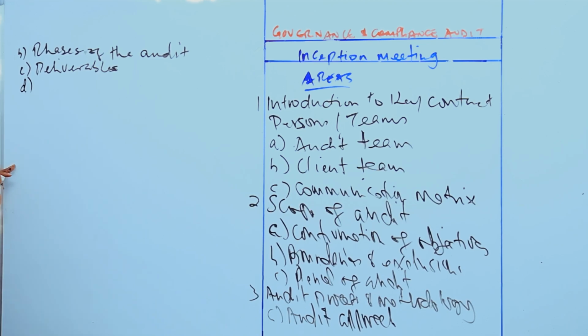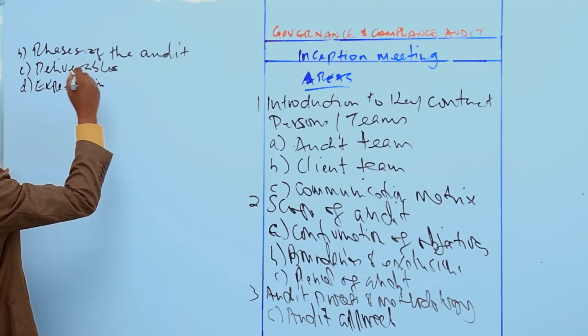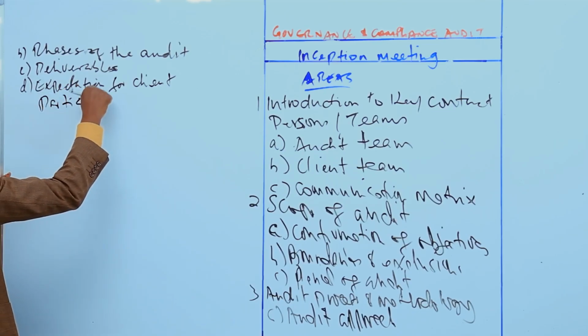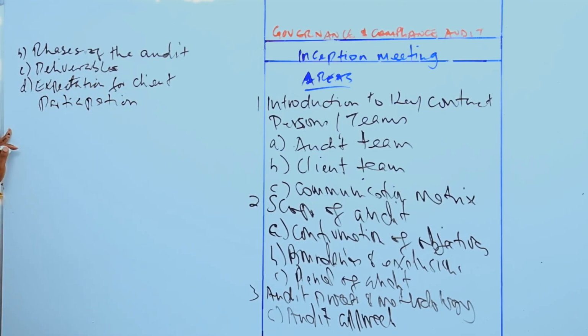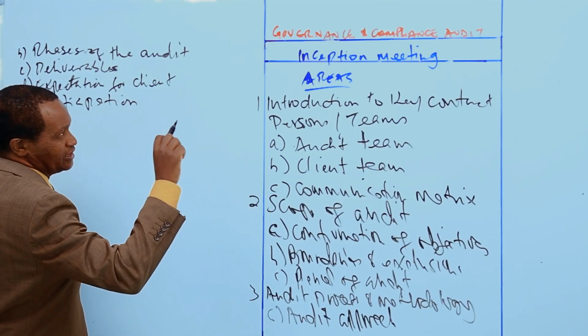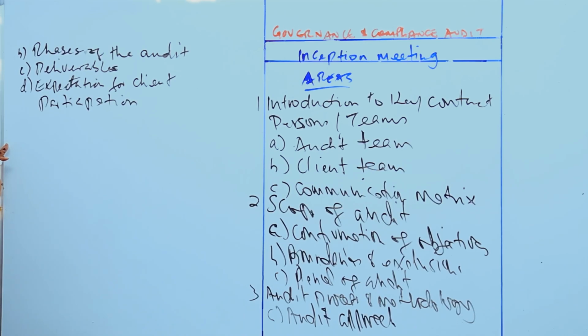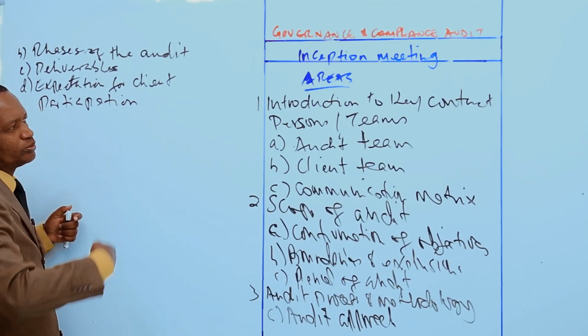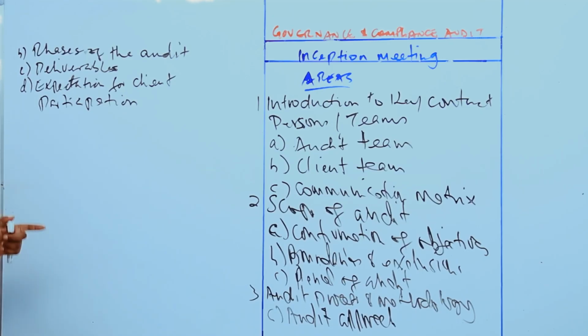Then 4, under audit process and methodology, there is expectations for client participation. Clarify the level and type of involvement expected from the client's team. For example, who will provide documentation, who will participate in interviews, who will review the draft findings, and so on. The auditor should ask the client to state within the inception meeting what the auditor expects from the client. What will be the participation of the client? That has to come out very clearly within the inception meeting.